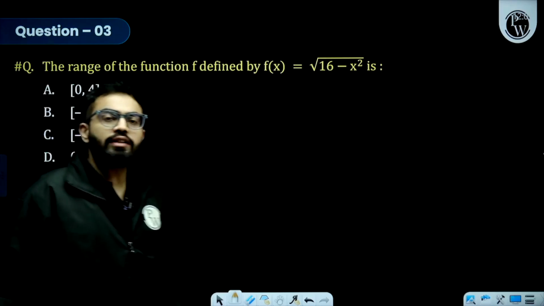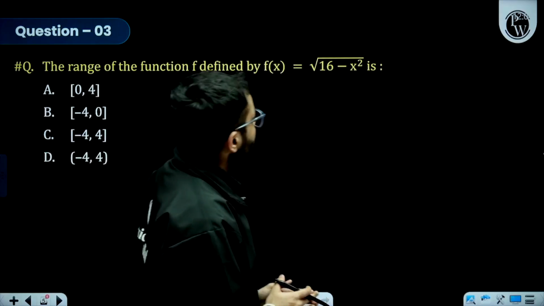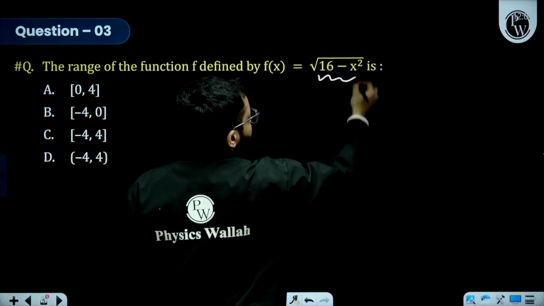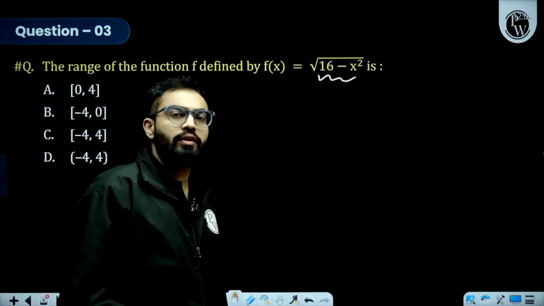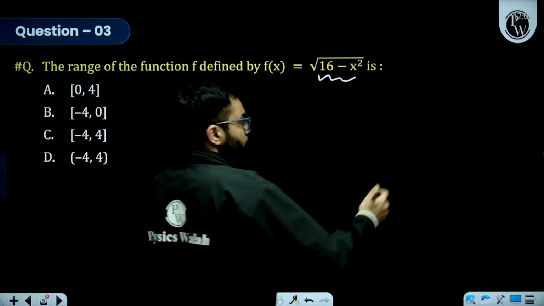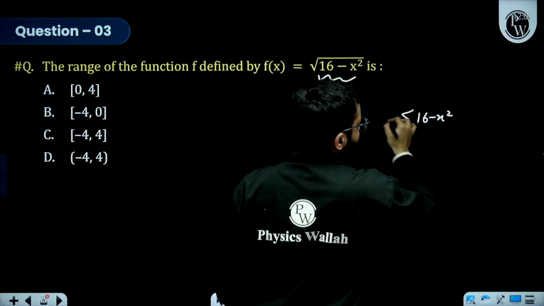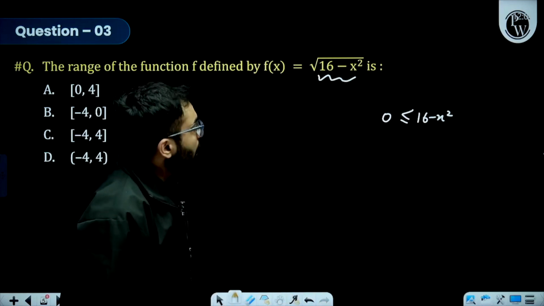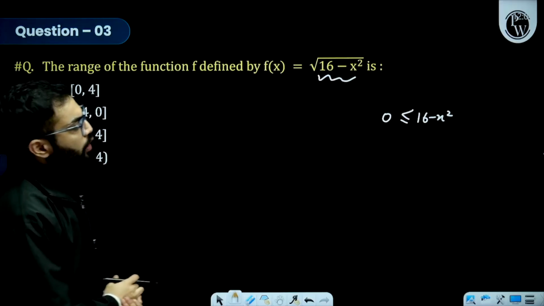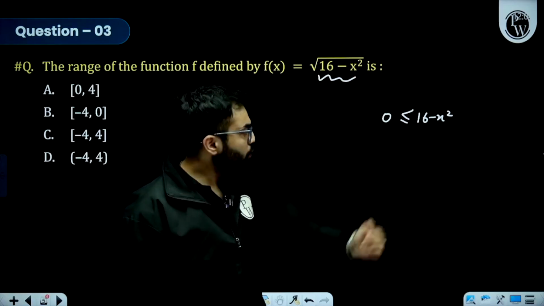So guys, let us see how we can solve this. The function given to us is under root of 16 minus x square. If you know the properties of the square root, the value inside the square root cannot be negative; the minimum value it can have is 0. So 16 minus x square has to be greater than or equal to 0. And for the maximum value of x that it can take, we can solve this to get that value.